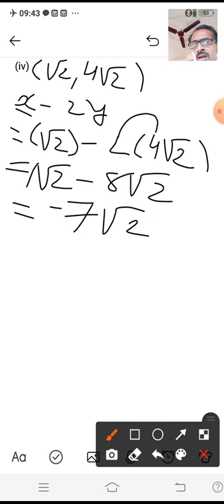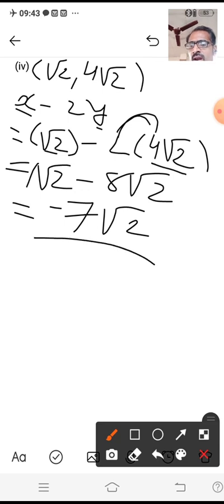Once again, we have the left hand side x minus 2y. So instead of x, I will write root 2 as it is, and 2 as it is. Instead of y, I will write 4 root 2. So root 2 as it is minus 2 fours are 8 root 2. Now, plus minus minus, from 8 root 2, 1 root 2 goes, so how many root 2 remain? 7 root 2 in the greater number sign. But here we are not getting right hand side 4. That means what?